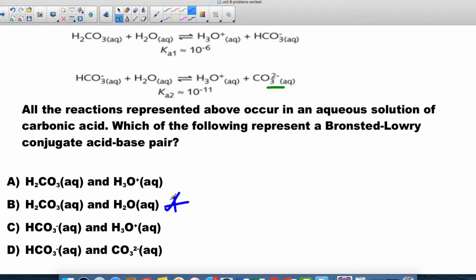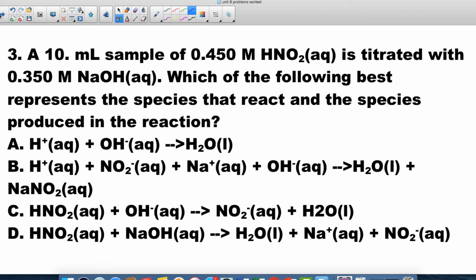For choice B, you'll notice the reason that's not a conjugate acid-base pair is conjugate acid-base pairs occur on the reactant and product side, not both on the reactant side. Choice C is not correct because this thing and this thing are both acids. We have an acid on the left giving up an H, and then the thing on the right, the H3O hydronium ion, is also an acid. So that would not be the answer either. Moving on to statement number 3.